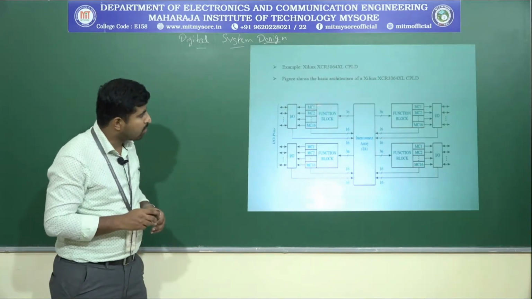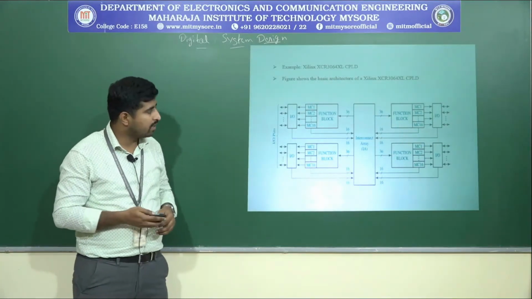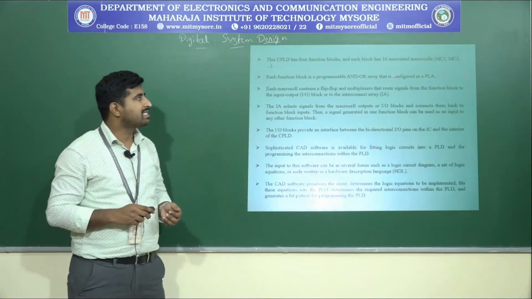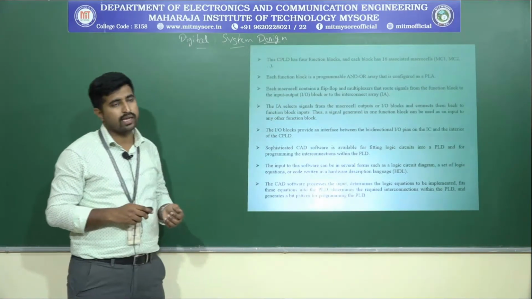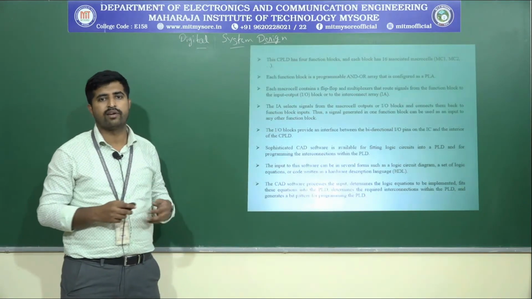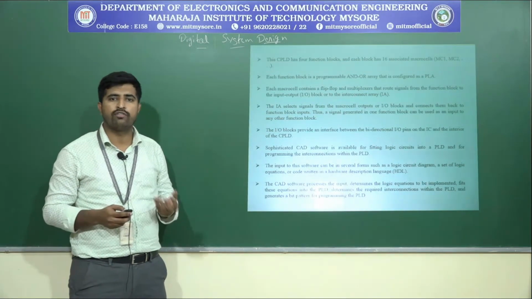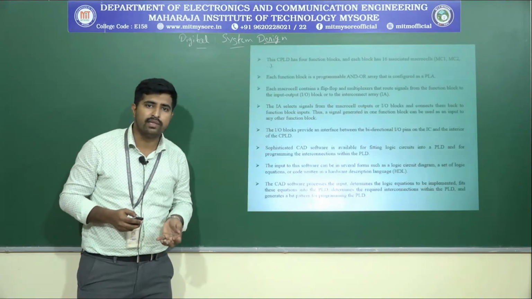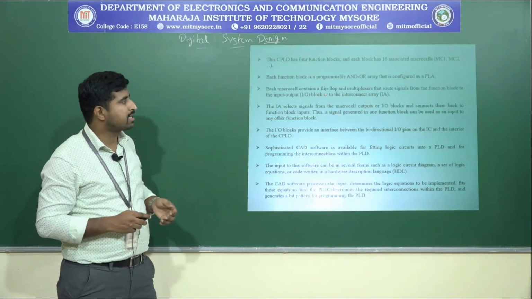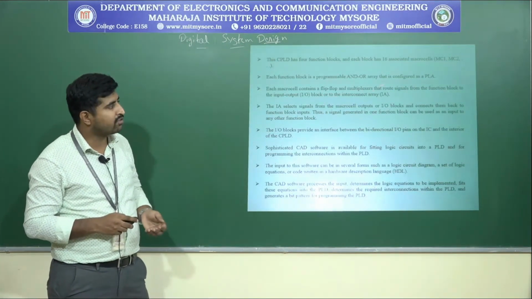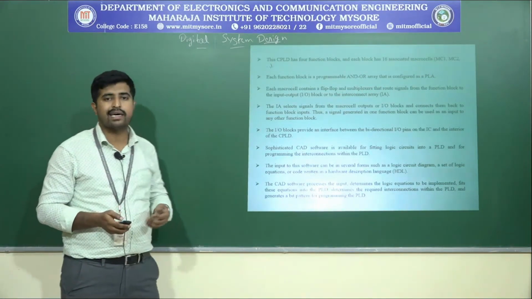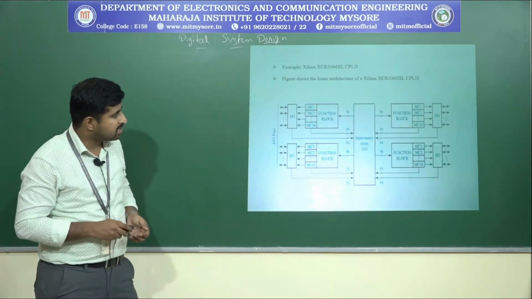Let us understand what this functional block is and what these macro cells are. The CPLD has four functional blocks, and each block has 16 associated macro cells. In the functional blocks there are programmable AND-OR logic circuits, that is, configurable PLA circuits. The macro cells contain flip-flops and multiplexers that route the signals from the functional block to the input-output block or to the interconnect array. This is the interconnect array.